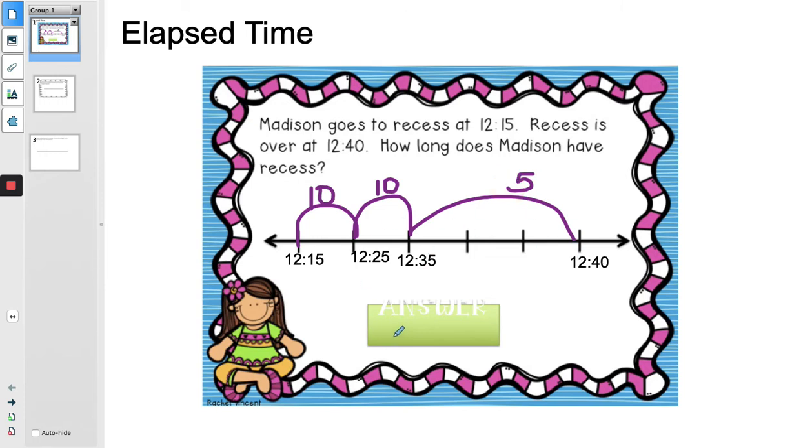Now to figure out what my answer is, I need to add up my time hops. 10 plus 10 is 20, plus 5 is 25. My answer is 25 minutes. Make sure you include your unit. So it could be hours, minutes, seconds. I won't know unless you put your unit. So that is our first one.